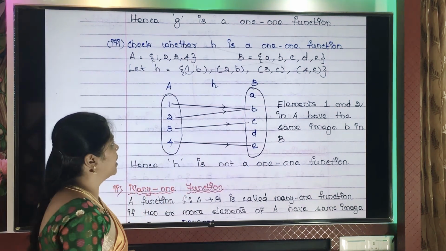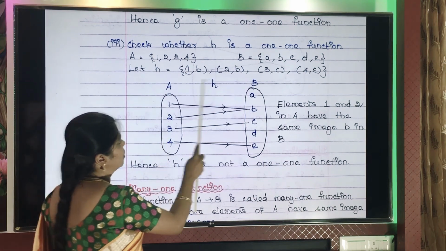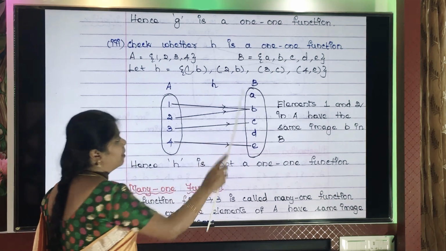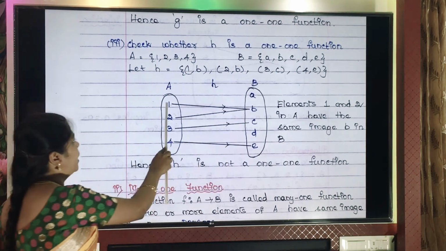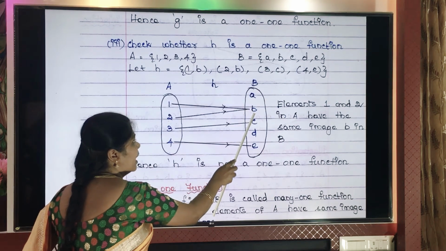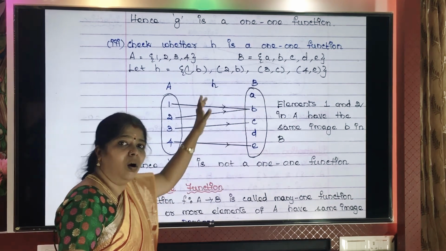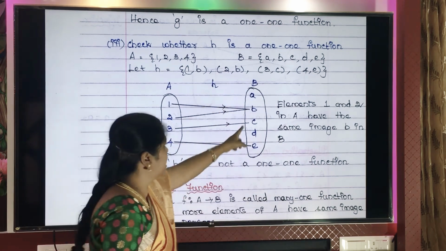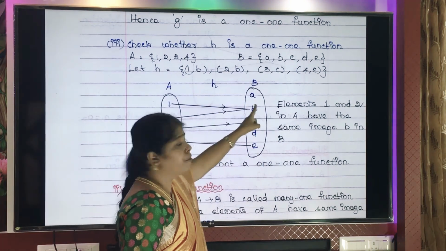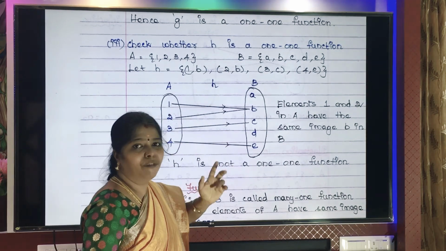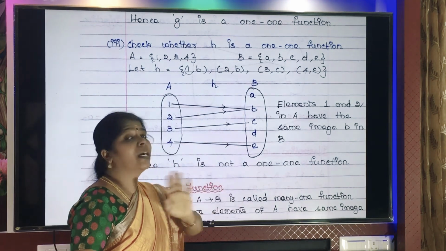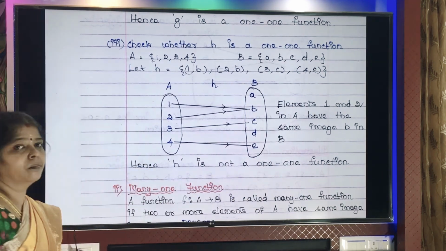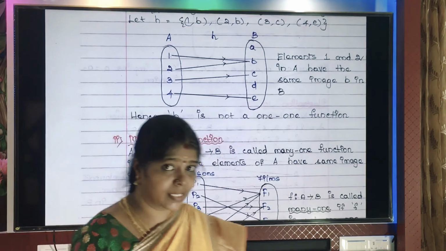Why is it not distinct? Because you can see 1 has the image B, and 2 also has the image B. So 1 and 2 have the same image. They are not distinct. The images are not different. There is a common image for 1 and 2. Therefore, this is a function, but it is not a one-to-one function. Have you understood? Hope it is clear?